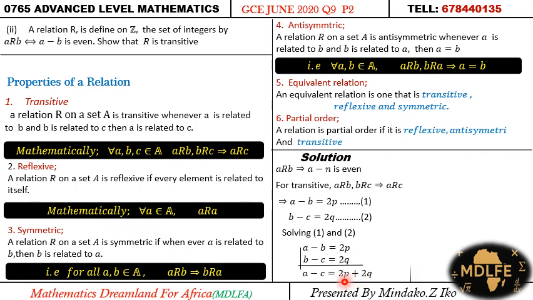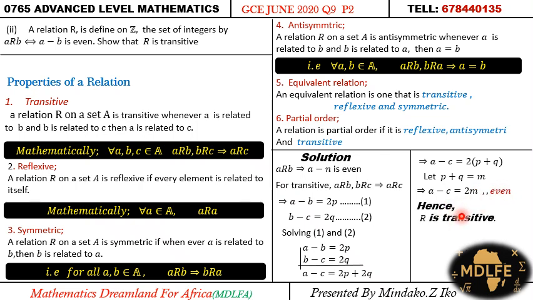Now what do you notice? We can actually factor out 2. So if you factor out 2, we are going to have a minus c equal to 2 of (p plus q), and we can define a variable, say m, to be equal to p plus q, such that a minus c is just equal to 2m. As I earlier said, a number is said to be even if it can be written in the form 2m, 2q, 2z, 2 anything. So this is actually even. Hence R is transitive, since we have proven it.